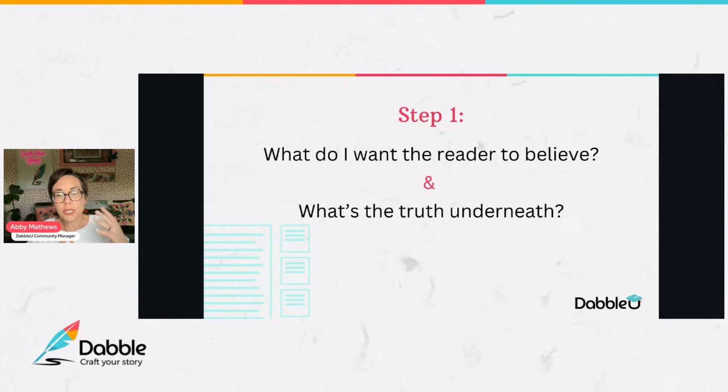So again, the reader believes one thing, but the truth changes everything in hindsight. So step one is really, what false belief will your reader and your character hold on to? And what's the real truth that will eventually be revealed?